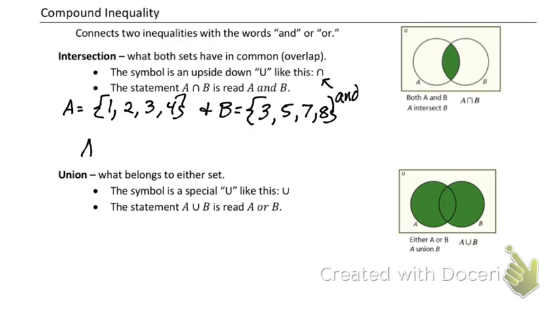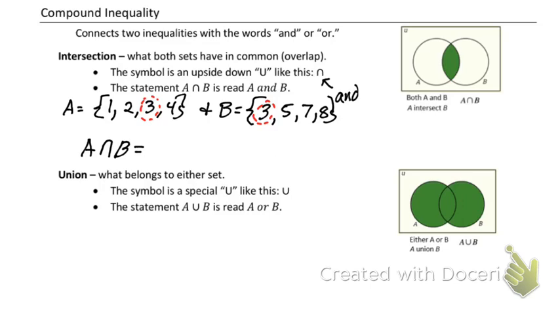And so if I was doing A and B, that's another A and B, I'm looking for any numbers that are in both set A and set B at the same time. Well, the only number that's in both sets is this number 3. A also has 1, 2, and 4, but B has 5, 7, and 8. So the only overlap between these two sets is the number 3.